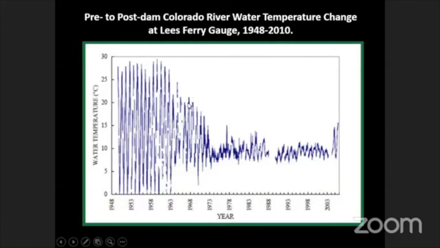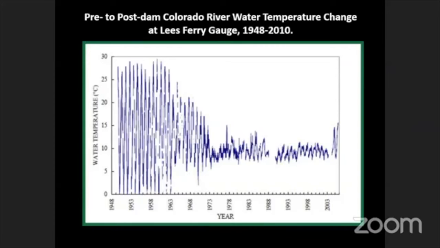Very wide-ranging temperature every year until about 1965 or so, when the effects of the dam began to be reflected in temperature, and then proceeding to a pretty stable constant temperature of about 8 to 10 degrees Celsius, meaning about 48 to 56 degrees Fahrenheit throughout the year. So, big transition in temperature there.